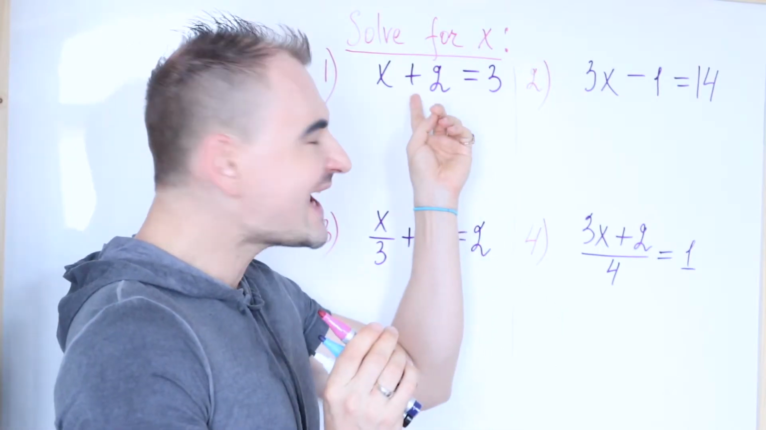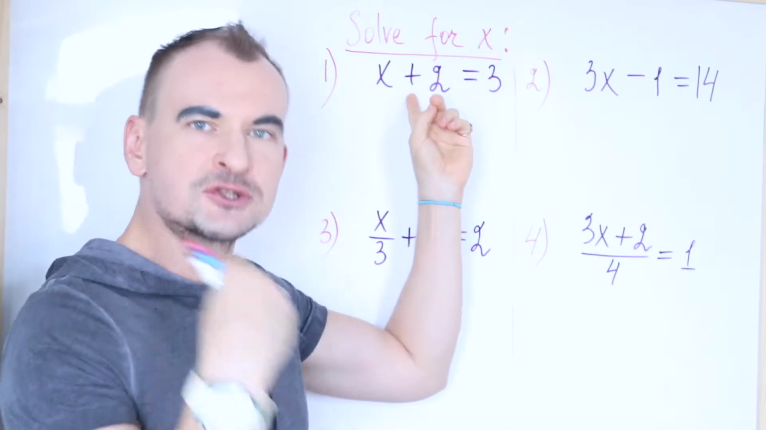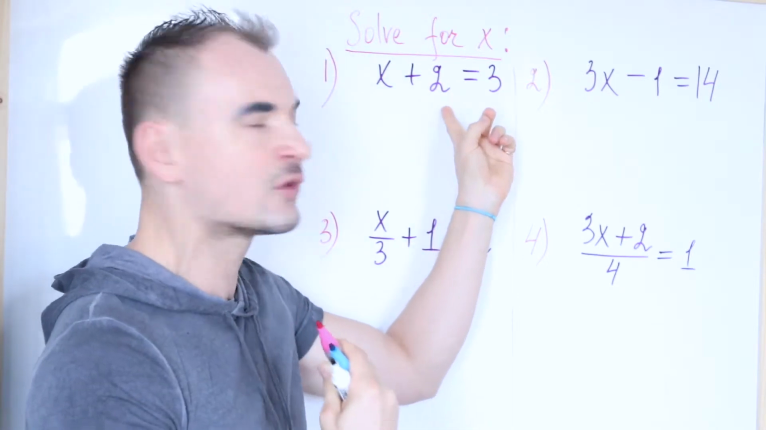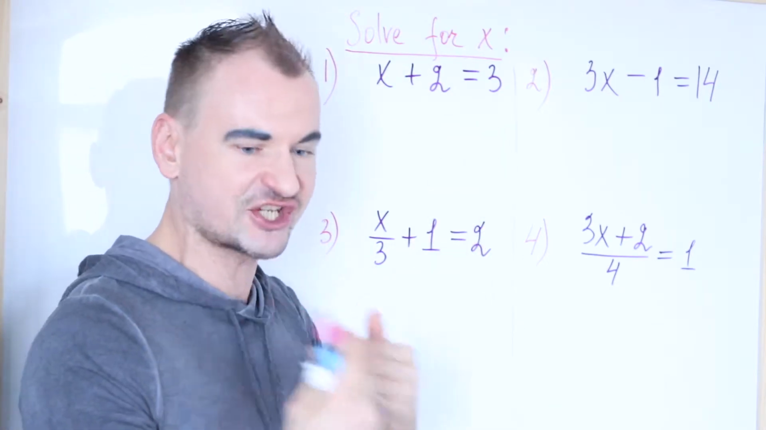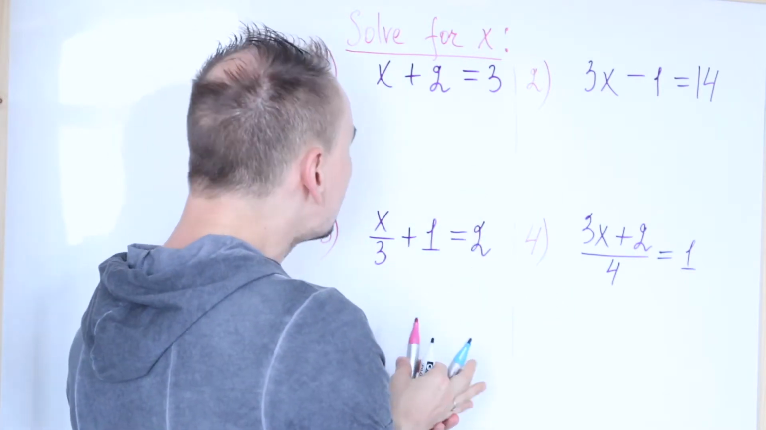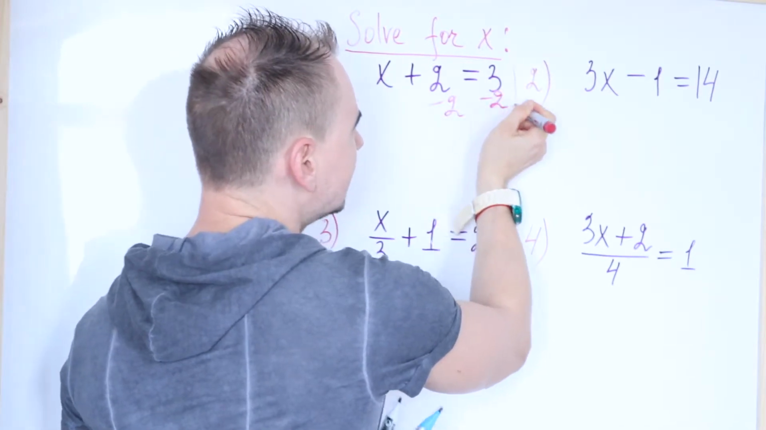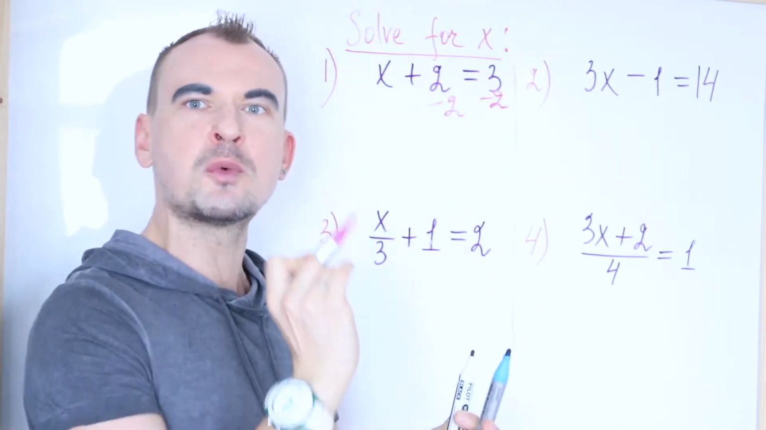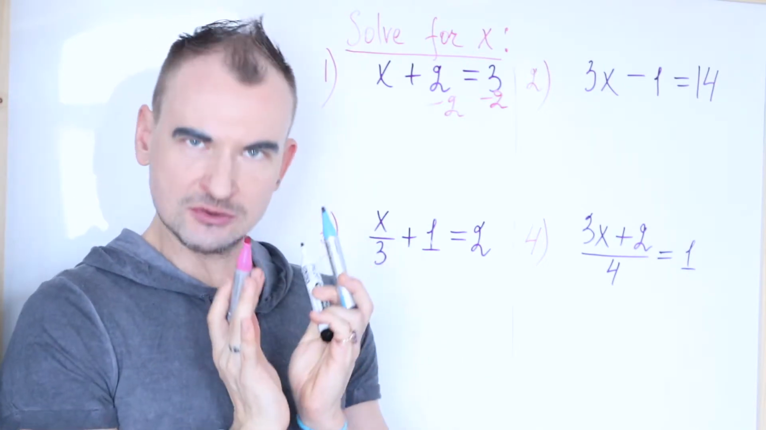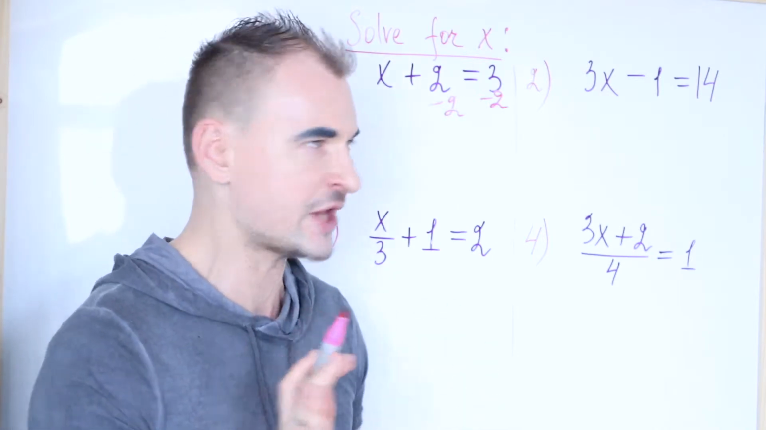And since you have addition, you want to undo this. So you want to do the opposite, the inverse, the reverse. And since the inverse of addition is subtraction, as I said before, you want to subtract this 2 from both sides of your equation. Keep in mind, as a good rule of thumb, what you do to one side, you must do to the other side of your equation. You want to keep it balanced. You don't want to change the overall value of the equation.